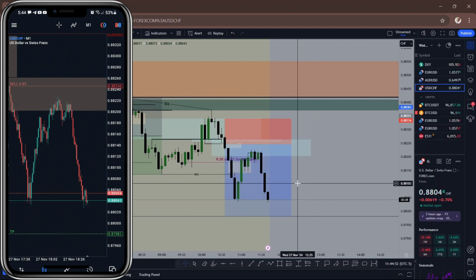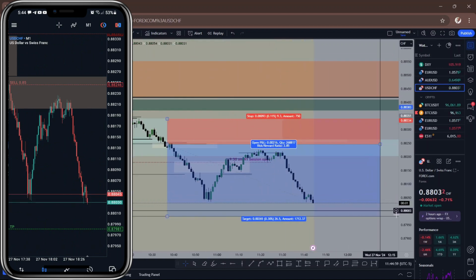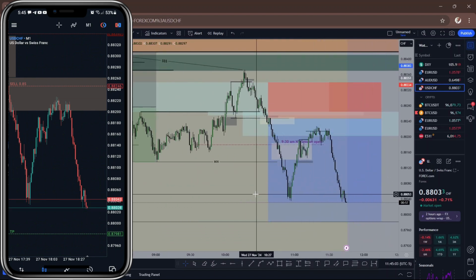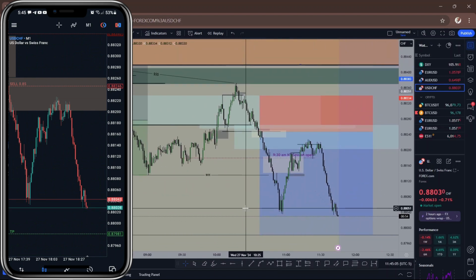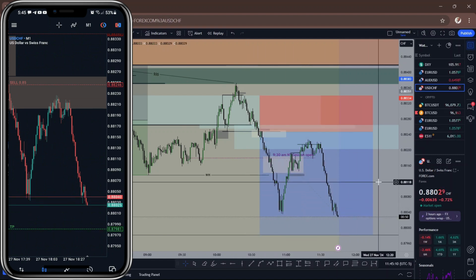So this is how it's going on. I just believe that we're going to hit this TP though. Actually, I do believe that we're going to hit this TP right here. Okay, we're almost there. So let's see how that goes.